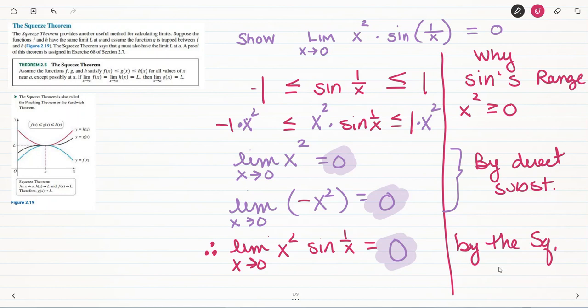By the squeeze theorem. And that's it. That's just an example of how we could use this squeeze theorem to help us with some limits.